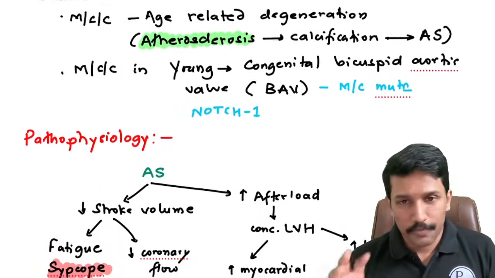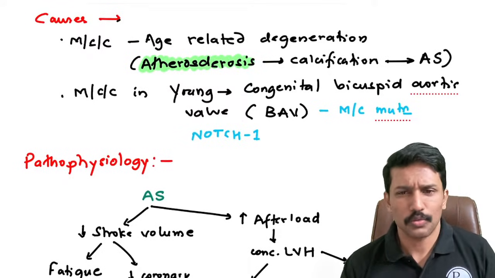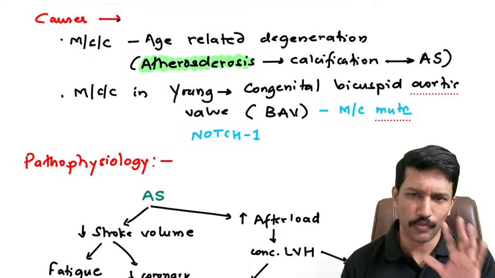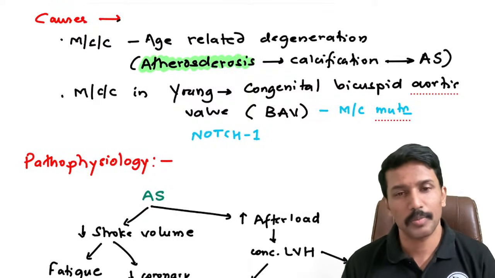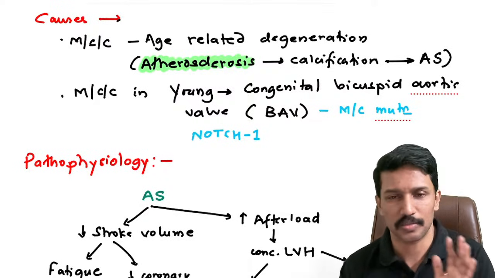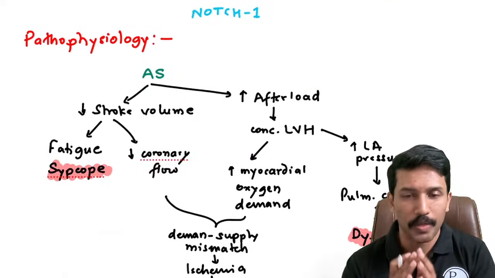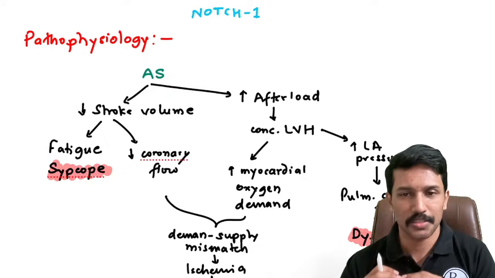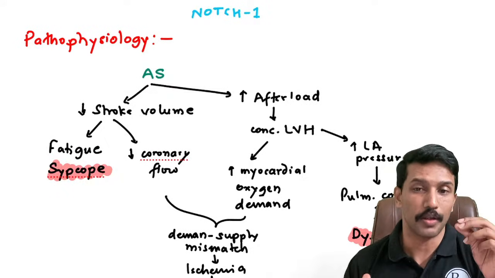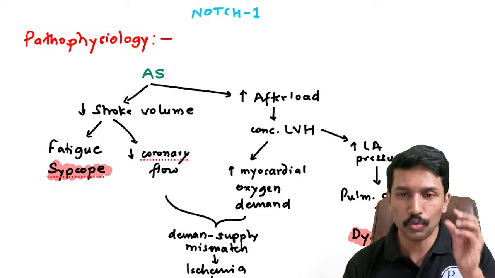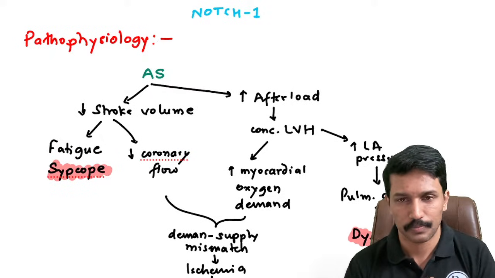Then start with the causes. When we are talking about aortic stenosis, you have to remember only 2 causes for the theory exam. The most common cause overall is age-related degeneration, but in young individuals, it is congenital bicuspid aortic valve. In terms of pathophysiology, the narrow opening of the aortic valve results in restriction of movement of blood from left ventricle to aorta that happens during systole. So because of that, the stroke volume is less. Low stroke volume leads to syncope.